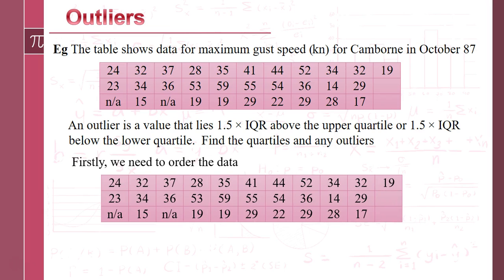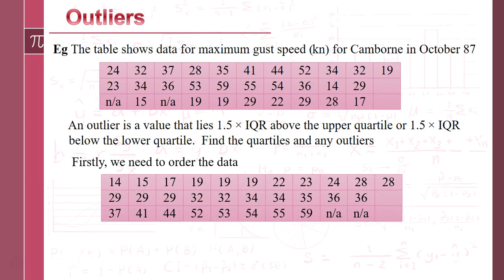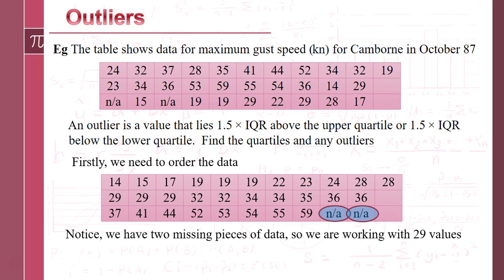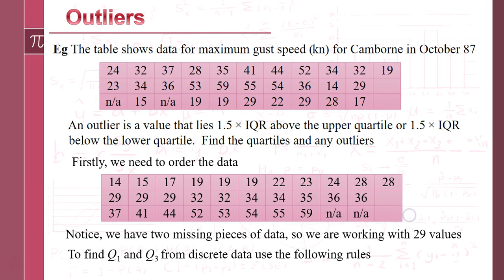Right, so there's our data set, and clearly the first thing we need to do if we're dealing with quartiles and medians and all the rest of it is reorder it. So let's just quickly do that. There it is. The first thing to note is how many pieces of data we're dealing with. Well, we had 31 in October, but there are 2 that are not applicable, so negligible, so we're working with 29 values. We now need to figure out where the quartiles are.